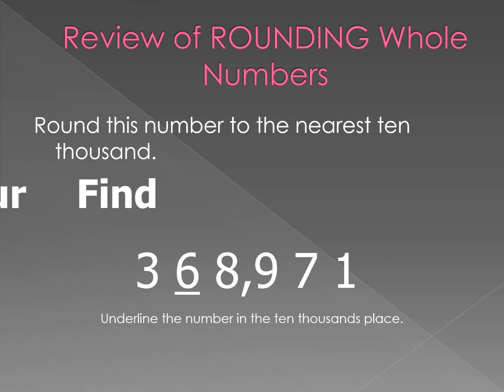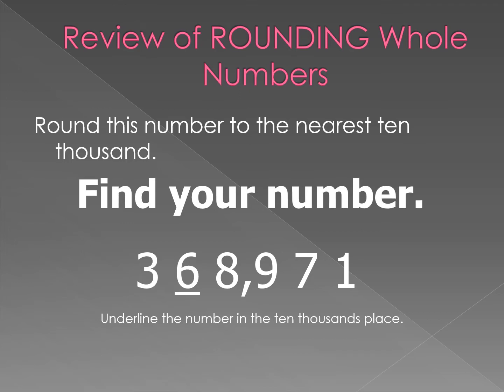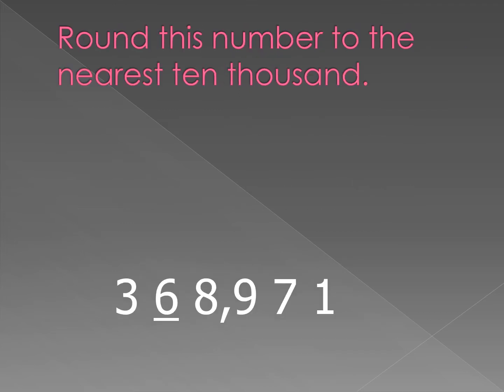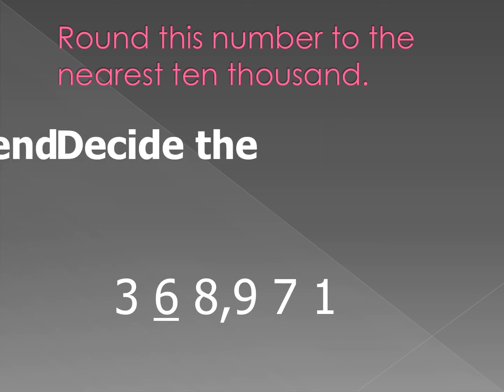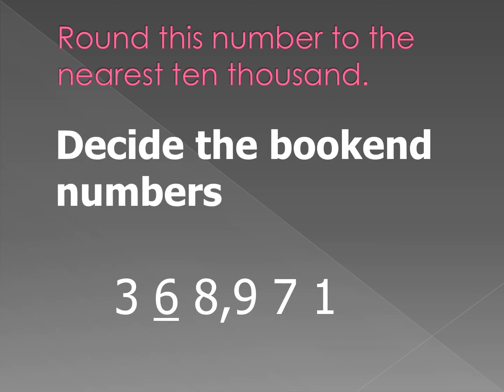The next step, after you found your digit, is to find a bookend. What I call bookends are deciding what the number is in between. So if I look at the number 6 in the 10,000s, what two 10,000s is this number in between? 68,971 is in between 60,000 and 70,000. And I think you'd agree with that. It is in between those two whole numbers, or what I call bookend numbers.